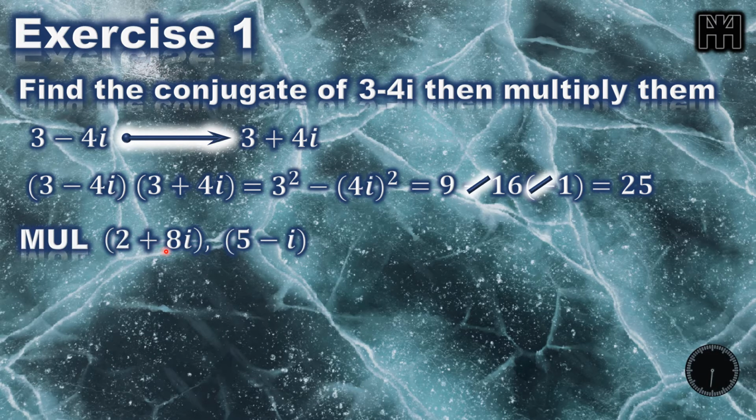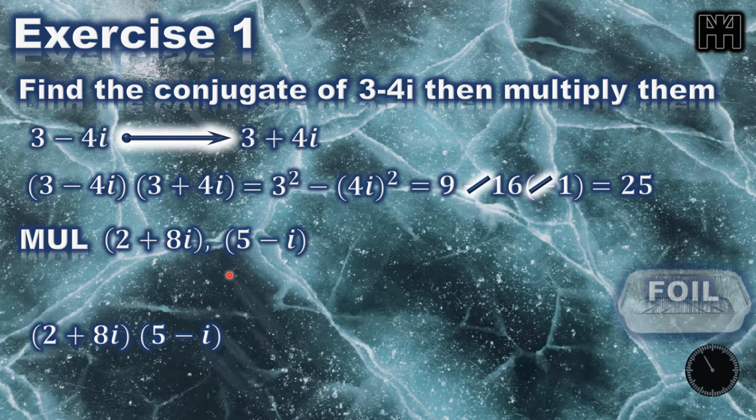Multiply 2 plus 8i and 5 minus i. Okay, these two complex numbers are not conjugates, so we can't use the difference between two squares formula. We need to solve it by using the FOIL method. So we have 2 plus 8i and 5 minus i.